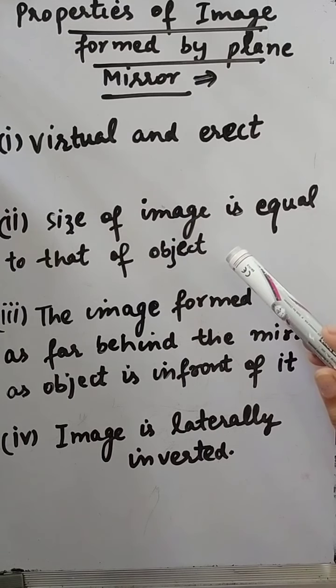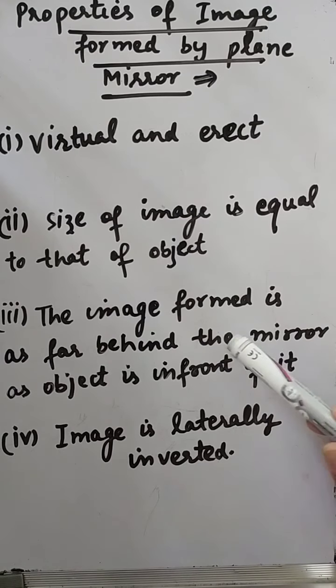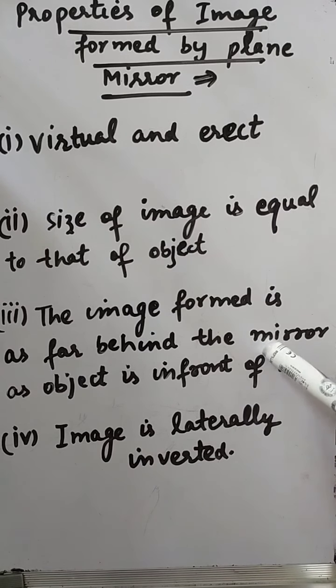That is, if you have taken a 5 centimeter size object in front of the mirror, then you will observe an image of 5 centimeter behind the mirror. Thirdly, the image formed is as far behind the mirror as the object is in front of it. Means that whatever distance is there between the object and the mirror, at the same distance the image will form behind the mirror. Fourth property is the image is laterally inverted.